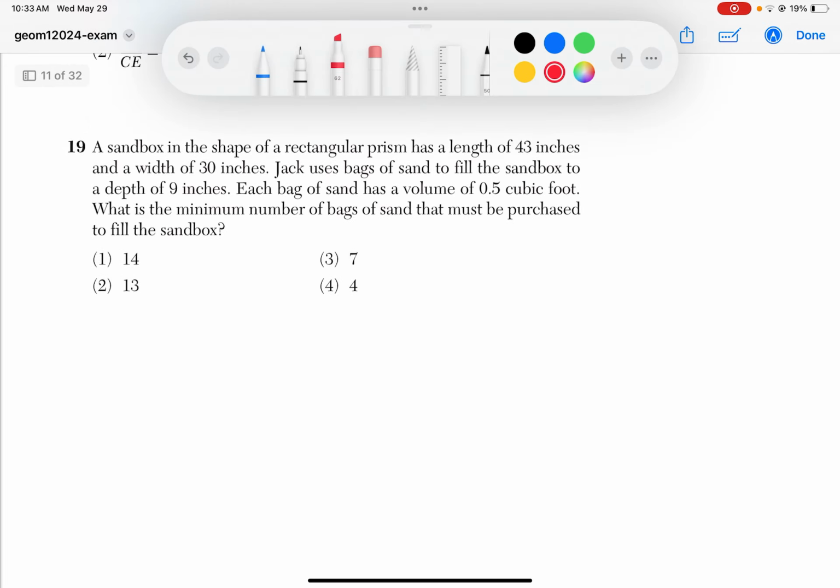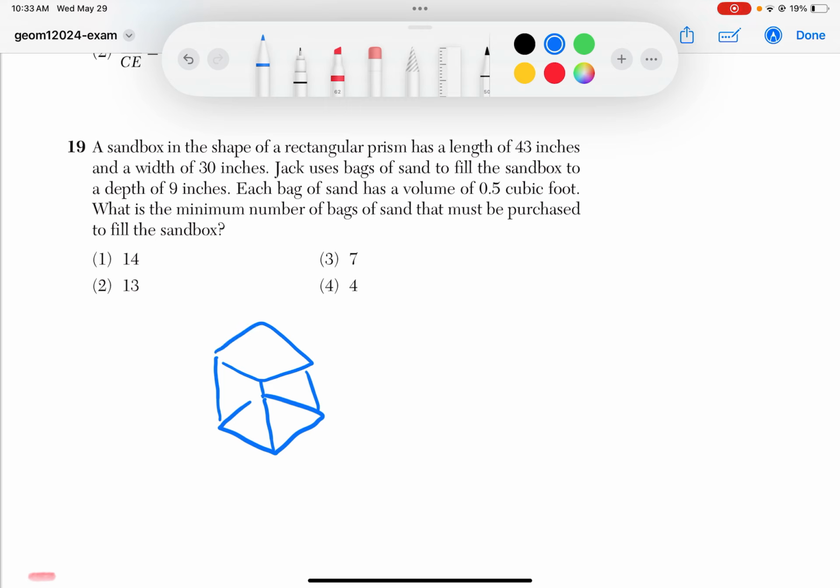Number 19, I have a sandbox in the shape of a rectangular prism. Let's draw that. Something like that. Length of 43 and a width of 30. We use bags of sand to fill the sandbox to a depth of 9 inches.